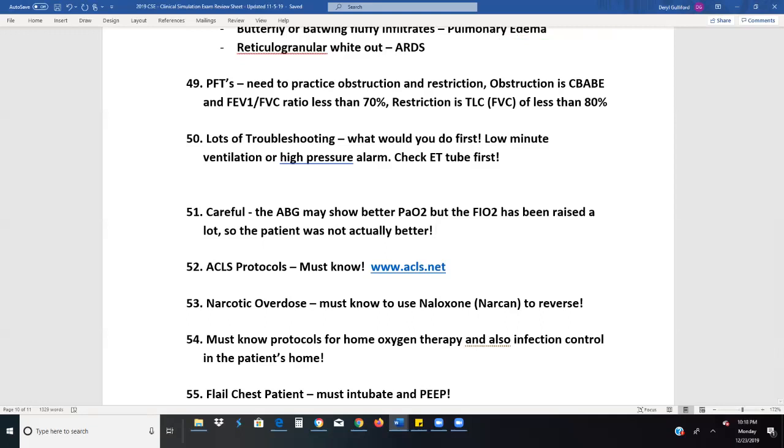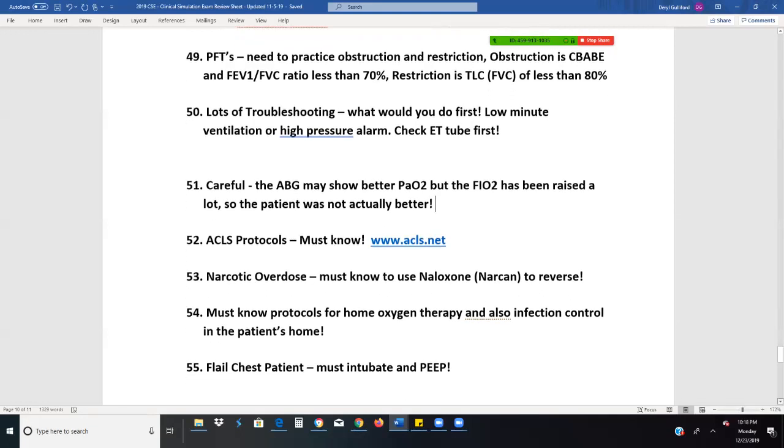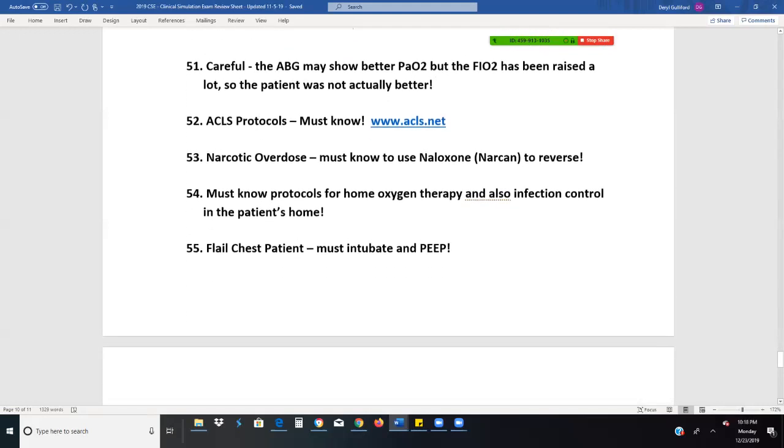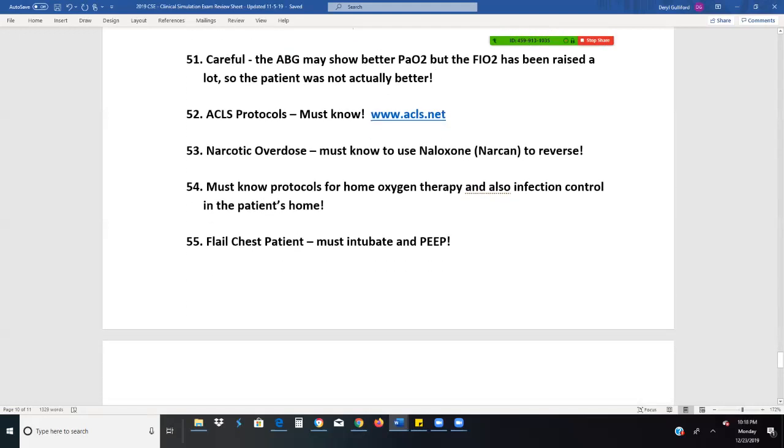ACLS protocols, honestly, I hope that you're ACLS certified by now. If you're not, go get ACLS certified. But if not, go ahead and study it at acls.net. Know all of the protocols. They're going to be heavily covered on the test. Narcotic overdose, you must know to use naloxone to reverse.